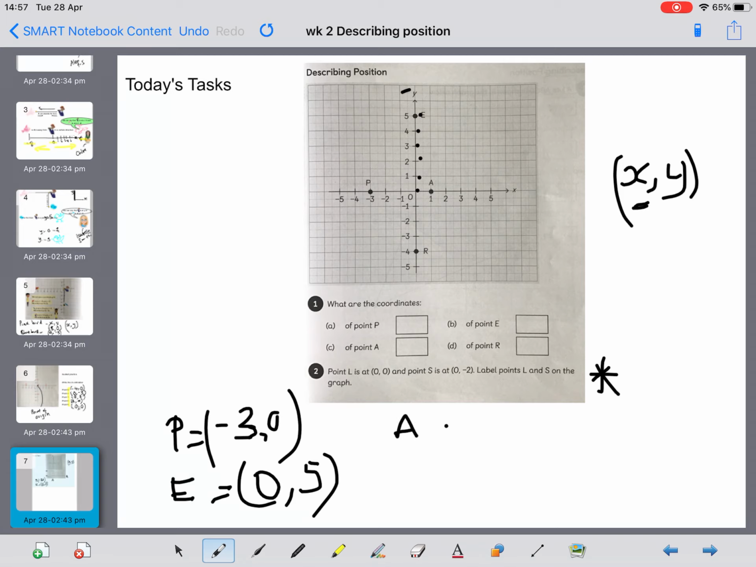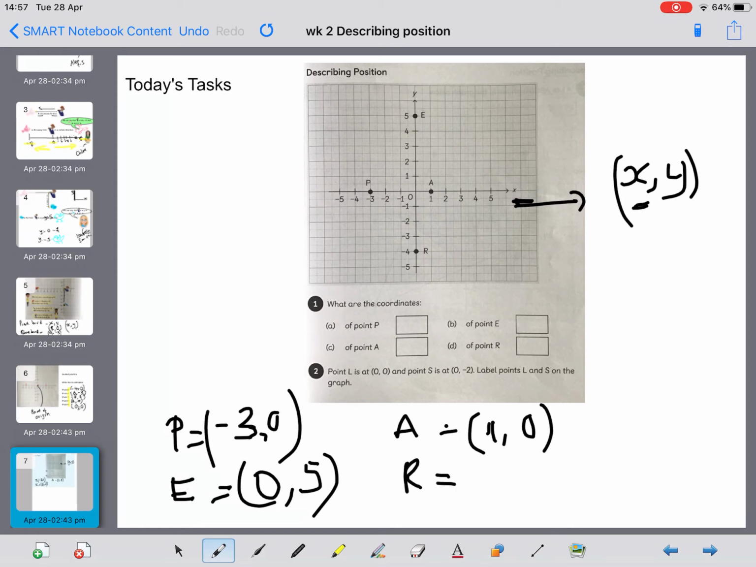Okay, A. If we look at point A, we're looking at the x-axis first, that's the one that goes across. And how far across is it? Well, it's 1. And then how far up or down is it? Well, it's not up and it's not down, it's just bang on the 0, isn't it? Okay, so it's 1, 0.